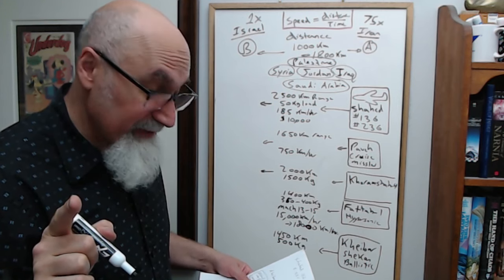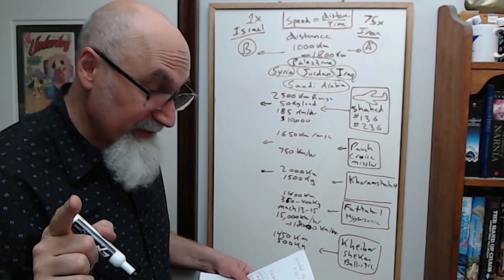If we did the average of this, it'd be 1,000 plus 1,800, and then divided by 2, you get 1,400, right? So the average for the distance would be 1,400, right? And if you wanted to calculate for 1,400, you would go 1,400 divided by 185, it's 7.6 hours, right?